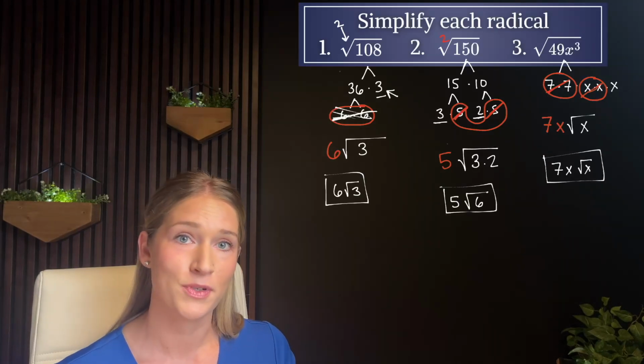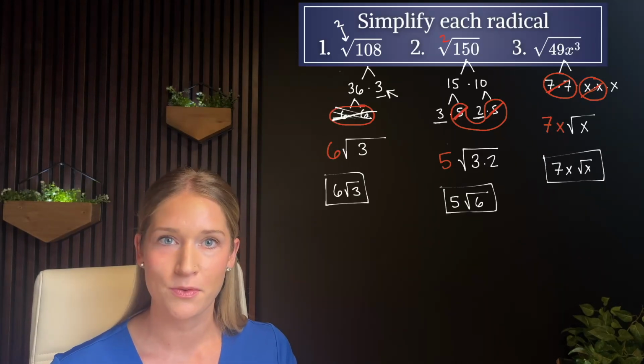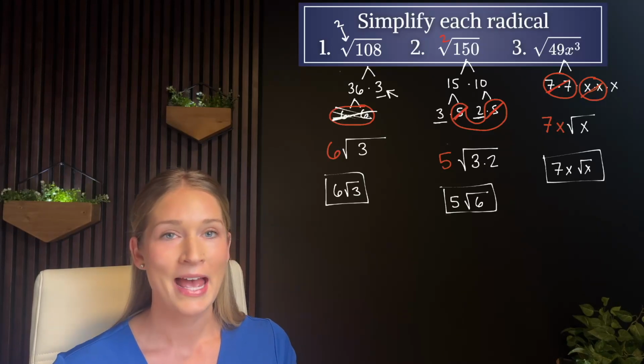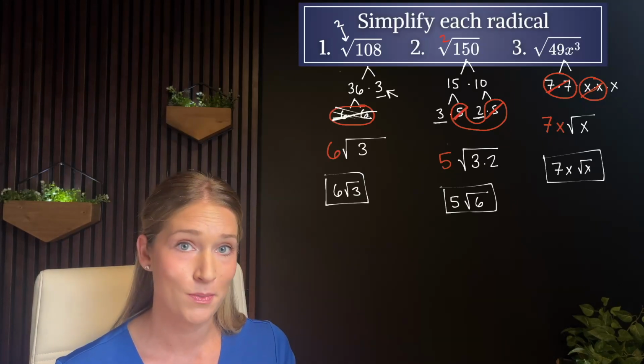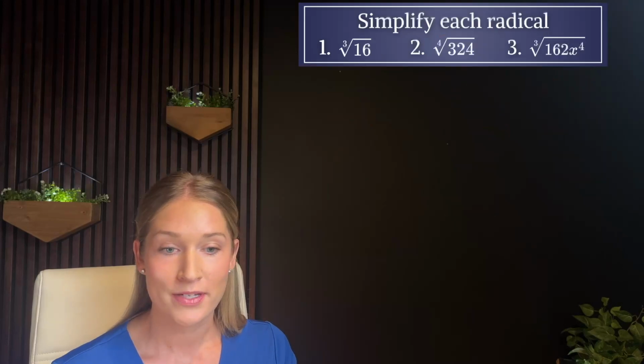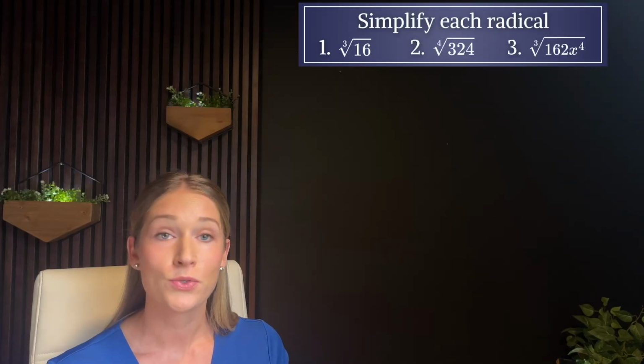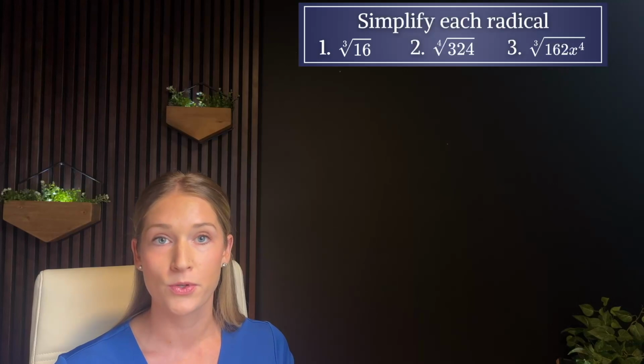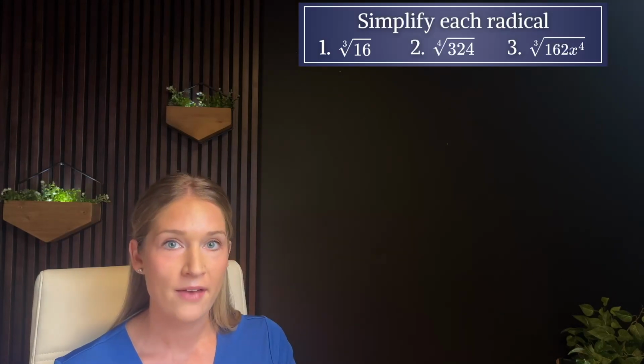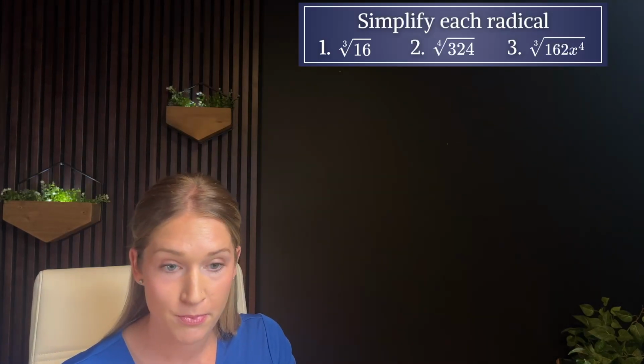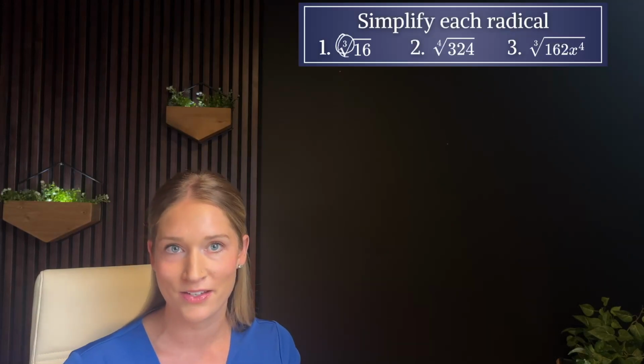So this method is really helpful, especially as you start dealing with indexes that are not 2, maybe a cube root or a fourth root. As your powers get higher, oftentimes they're a little bit harder to recognize. So for example, let's take a look at these. You could still separate out your powers, but you have to make sure that whatever power you're separating out matches the index that you're given.